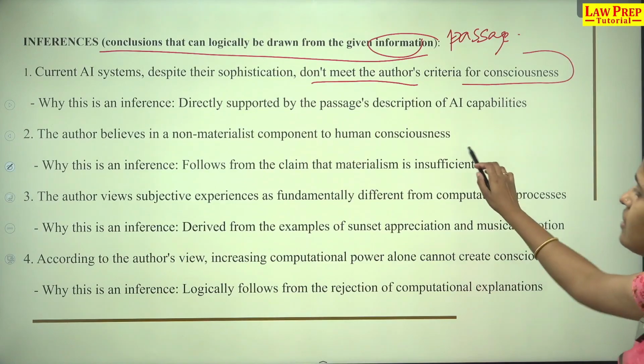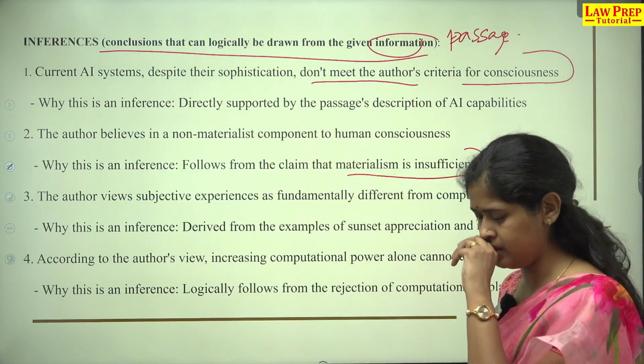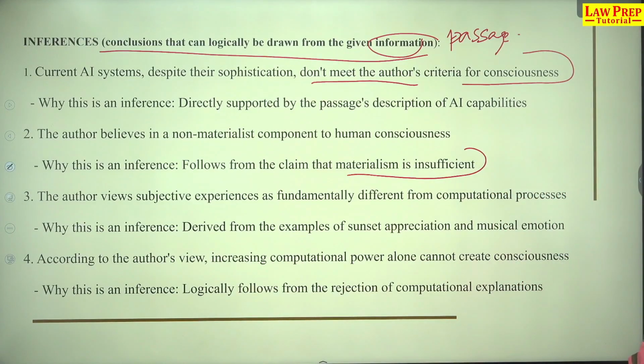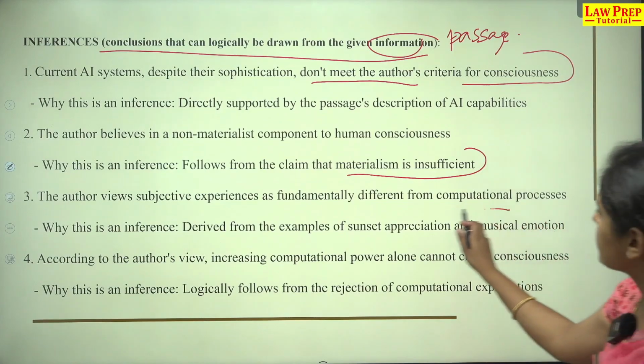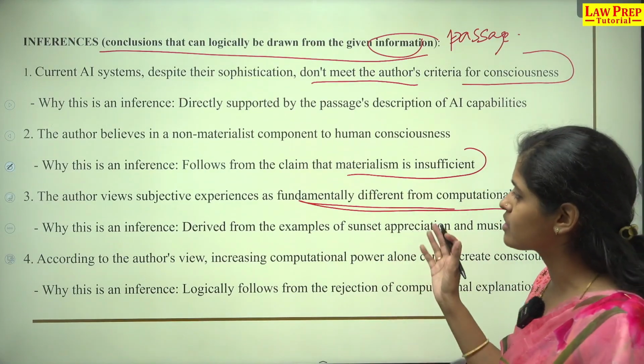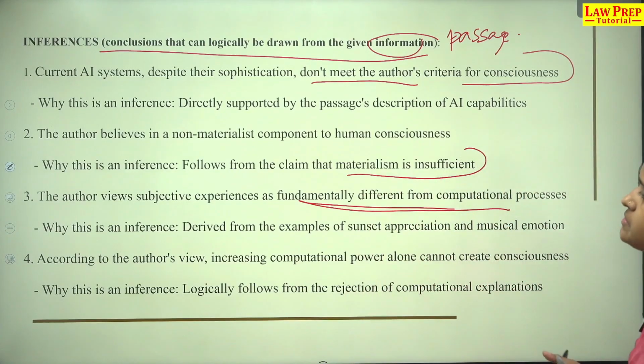Next, the author believes in a non-materialist component to human consciousness. We are very fine with this, that the author takes experiences as important in comparison to materials. The author views subjective experiences as fundamentally different from computational processes. The author has taken the example of sunset and music. That means according to the author, subjective experiences are different, right?